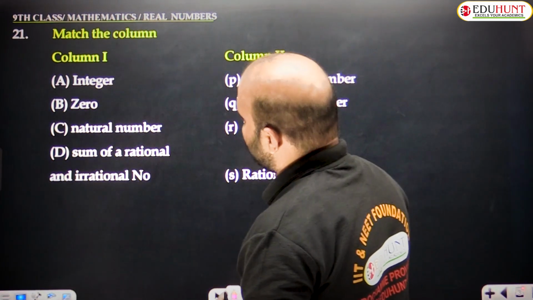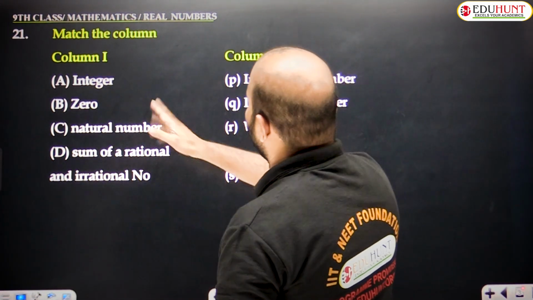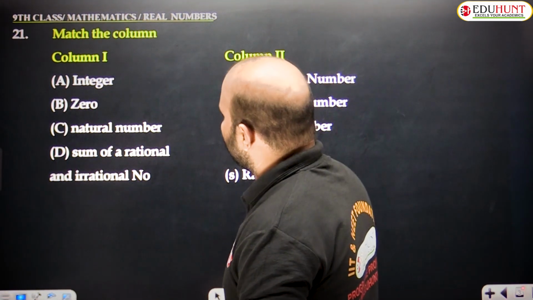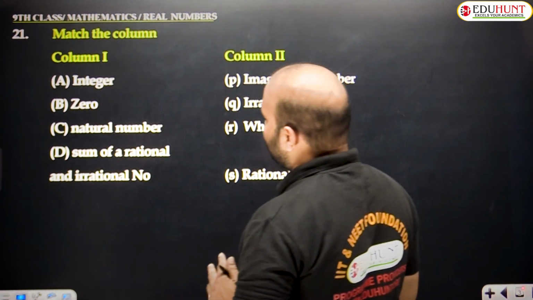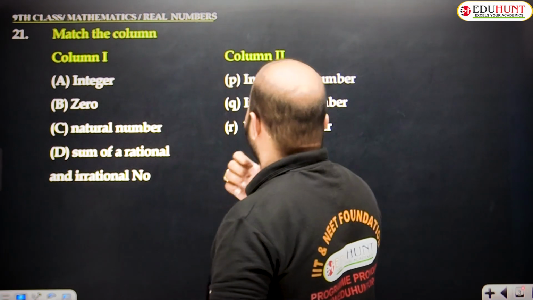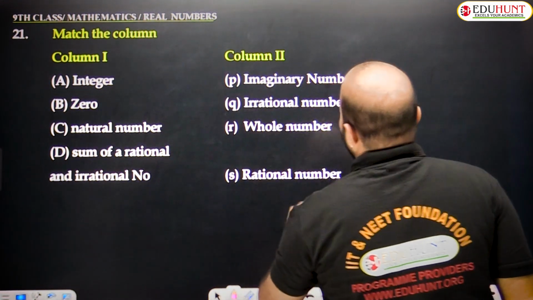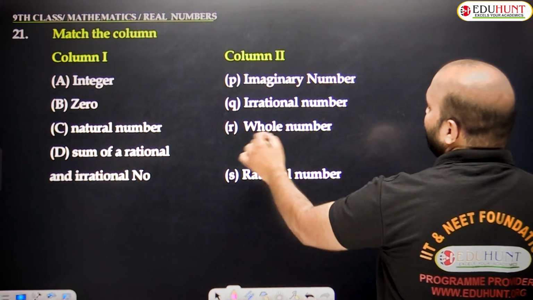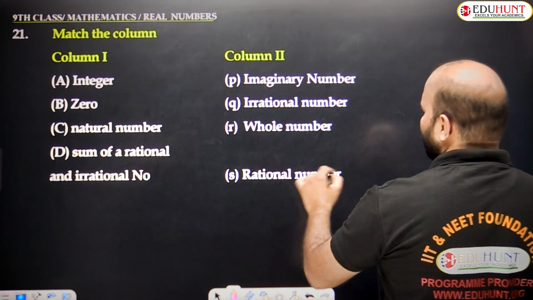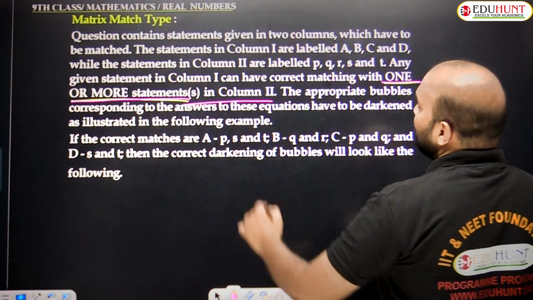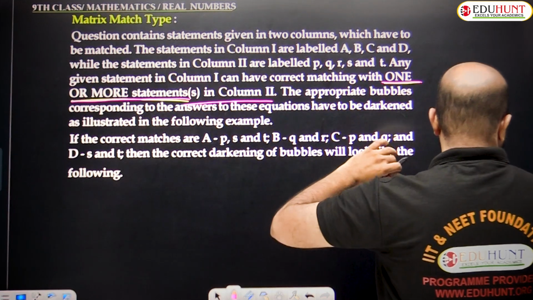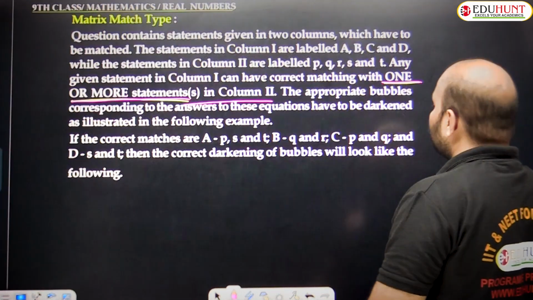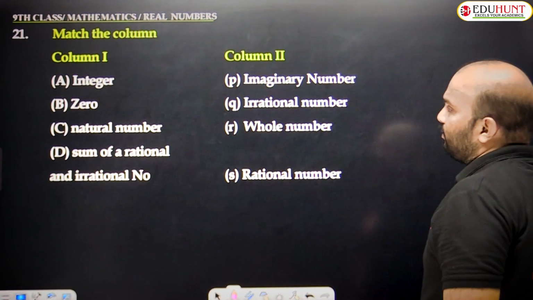So have a look at question number 21. Match column 1, A B C D. In A, integers; B, 0; C, natural numbers; D, sum of a rational and an irrational number are given. Column 2: P indicates imaginary number, Q indicates irrational number, R indicates whole number, S indicates rational number. But here one or more options are possible, so one or more answers are correct. Clearly we need to notice that.